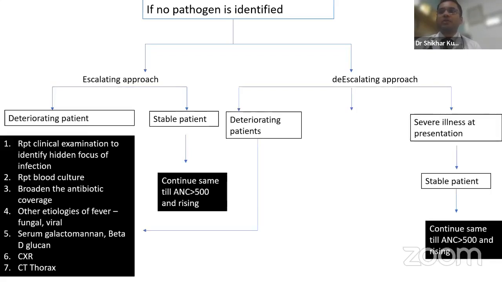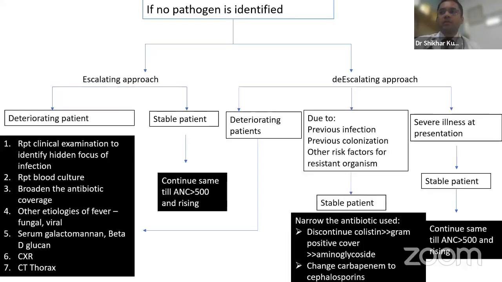How long do we give antibiotics? Until the neutrophil count recovers. That is very important. And beyond that, it would depend whether the patient has positive cultures or negative cultures. Anyone who has positive cultures, we give the antibiotics until the cultures become negative, and for a minimum duration of 10 to 14 days.